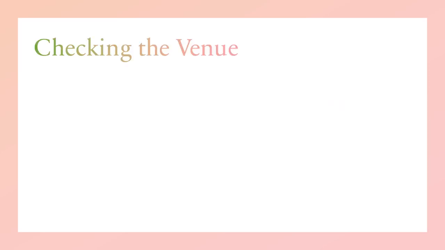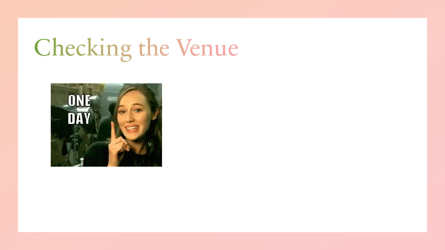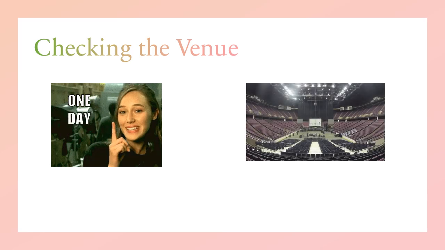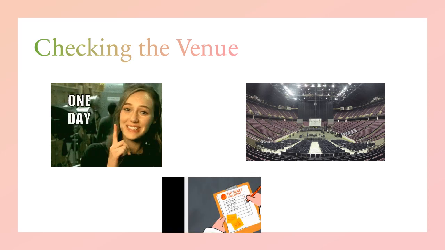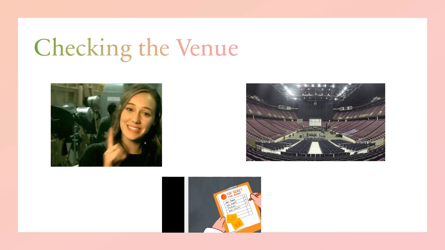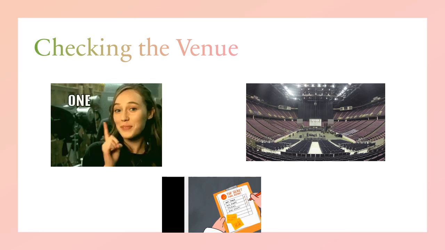Next is to check on the venue. You at least go to the venue a day before to observe the room and the visual audios so you could get familiar and make sure that they pass your standards. To do that, you could check on using a checklist to make sure that the audio, visual, and lighting went well when you are presenting later on.